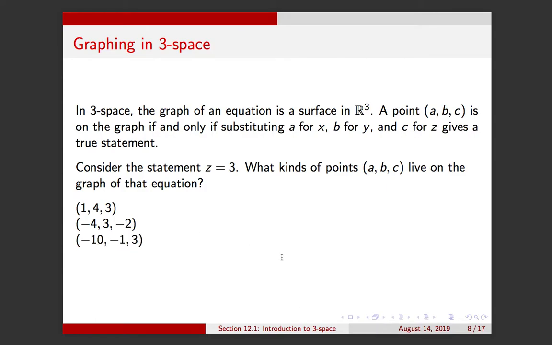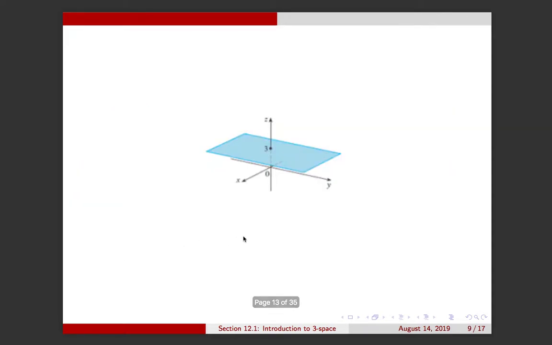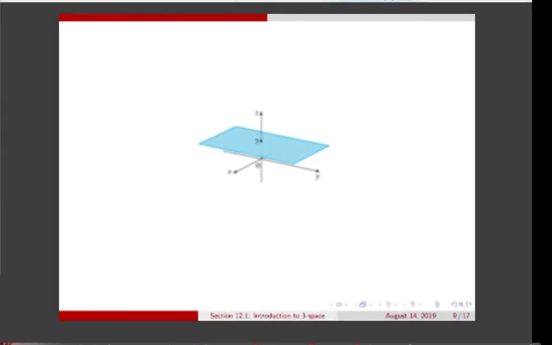So you pretty quickly realize that to be a point on this graph, all you need is for the third coordinate to be 3 and nothing else matters. So here's what those points look like. If you want to see what the graph looks like, it looks like this: just all points whose third coordinate is 3. This is a picture from your text.